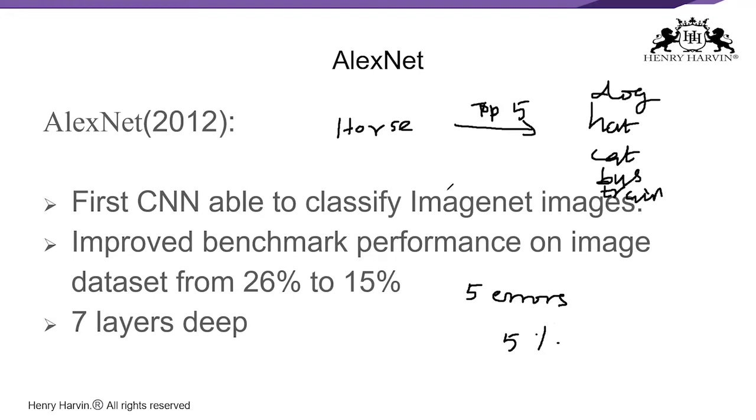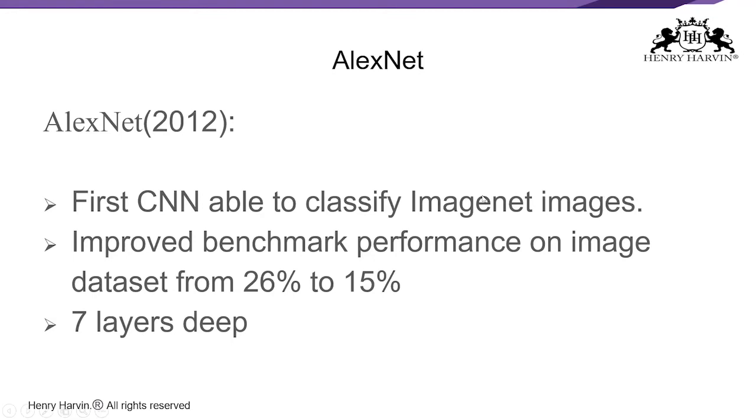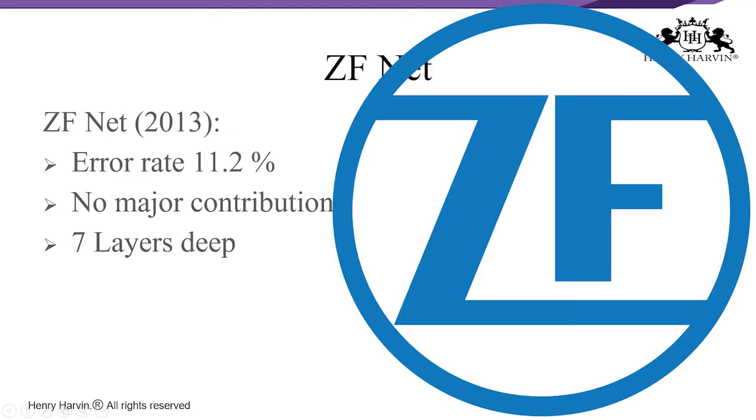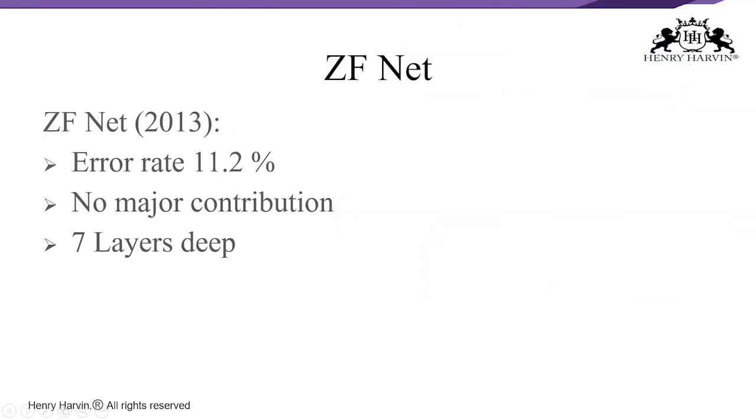The next one is ZFNet. Here the top 5 error rate is reduced from 15 percent to 11.2 percent, because in AlexNet we have seen that the error rate is 15 percent, and that is reduced to 11.2 percent in ZFNet. There is no major contribution here, and this is also 7 layers deep. AlexNet is 7 layers deep, and ZFNet is also 7 layers deep.